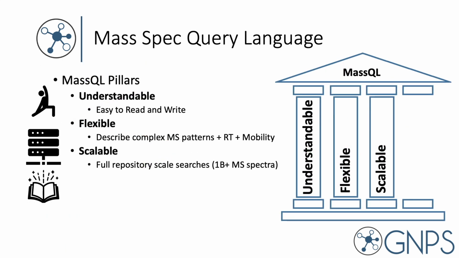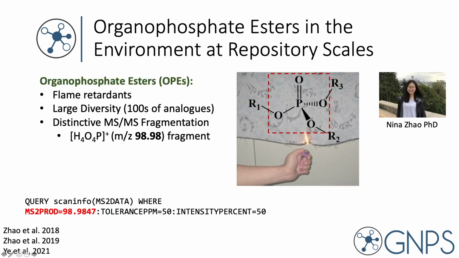And moving on to this third pillar of scalability, we want to be able to go up to billions of spectra in entire repositories. And so just one example, working with Nina Zhao from the University of Washington, she specifically cares about organophosphate esters in the environment.